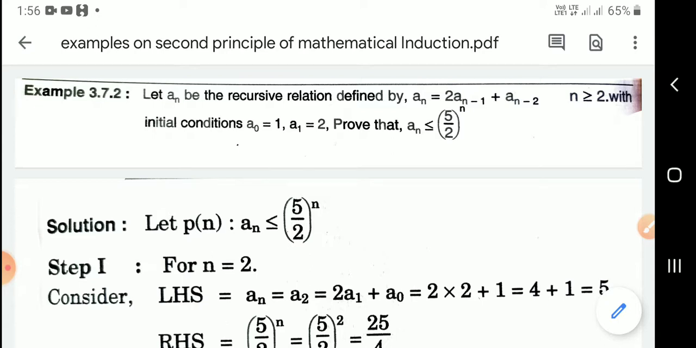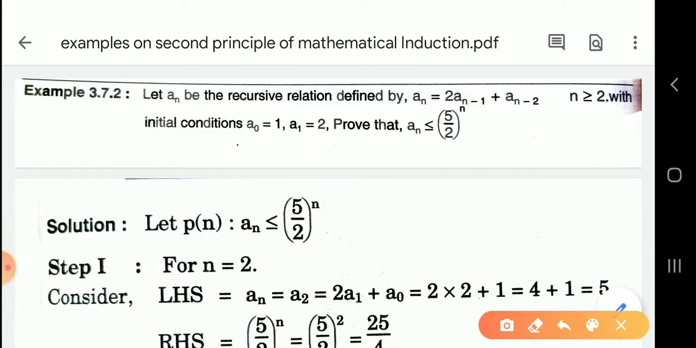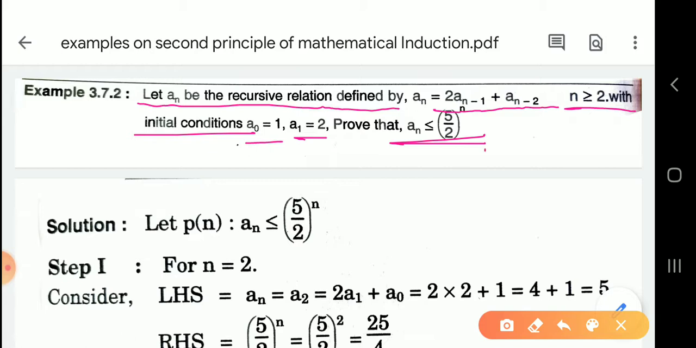In this lecture, we consider one more example on the second principle of mathematical induction. Let an be a recursive relation defined by an is equal to 2an minus 1 plus an minus 2. It is a recurrence relation for n greater than or equal to 2, with initial conditions a0 is equal to 1 and a1 is equal to 2, and we have to prove that an is less than or equal to 5 upon 2 raised to n. This is our statement. So let us go for the solution.